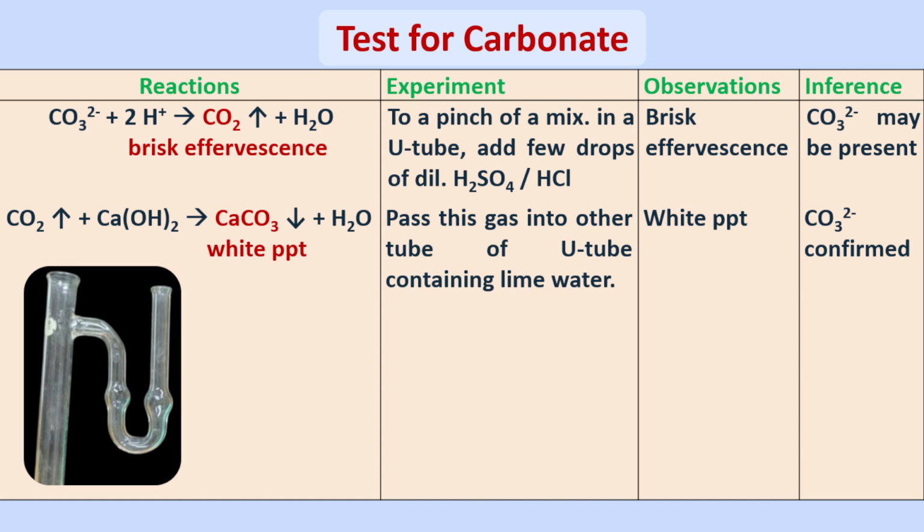Now add a few drops of dilute HCl over the solid mixture and immediately cover the mouth of the larger tube with your thumb. This will allow the carbon dioxide gas to move into the smaller tube containing lime water. The formation of a white precipitate of calcium carbonate confirms the presence of carbonate ion in the given mixture.